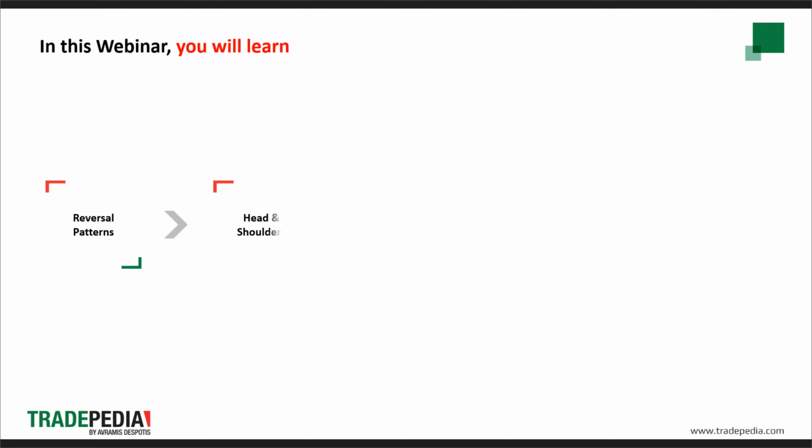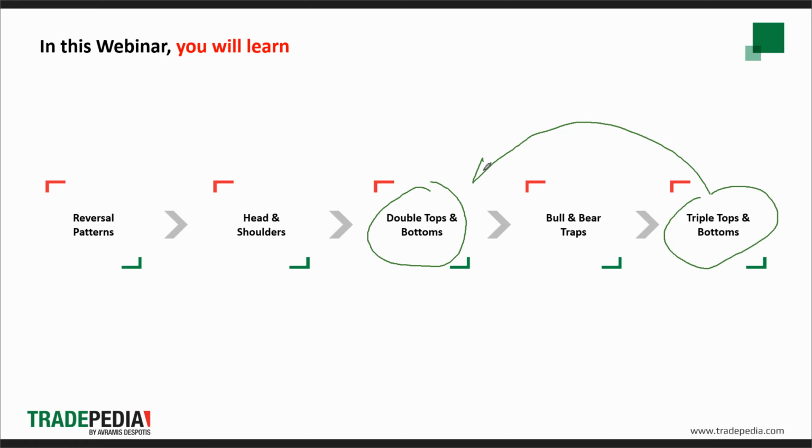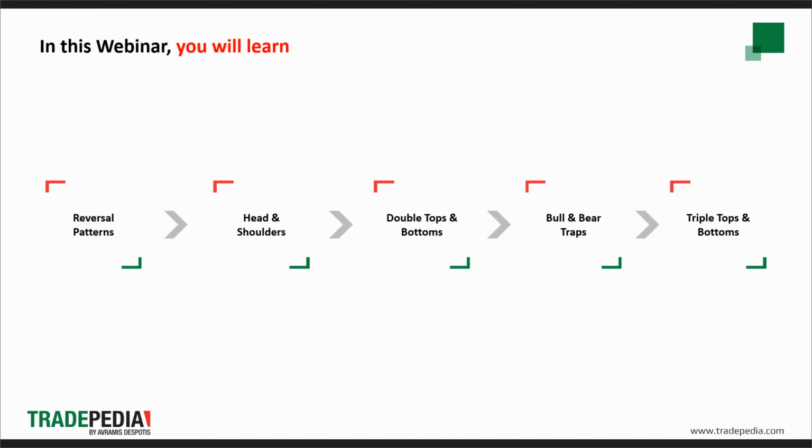So for this webinar, what we will be covering will be the different types of reversal patterns. What are reversal patterns? We'll be looking at the more familiar types of reversal pattern, head and shoulders. Of course, that also comes with inverse head and shoulders, double tops and double bottoms, bull and bear traps, and also triple tops and triple bottoms. Once you know the double top and double bottom concept, the triple top and triple bottom concept is really similar, so they can be used interchangeably. Not an issue at all.